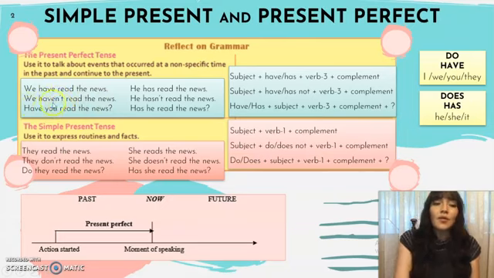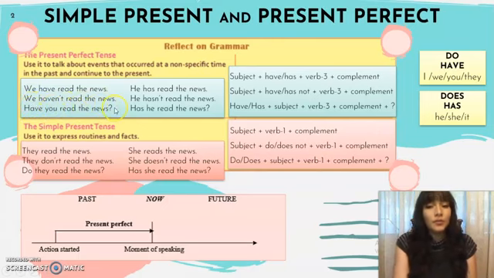And now we have a question. Have you read the news? As I said before, we just change the order. Have comes first, then the subject, then the verb in past participle, and the complement. In this case, we have first the subject and then the auxiliary verb. We change the order.